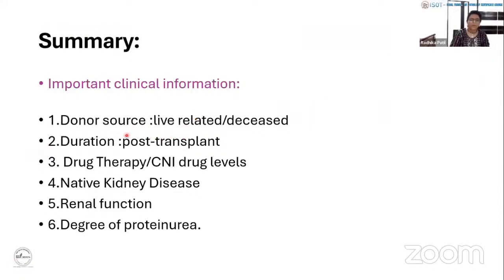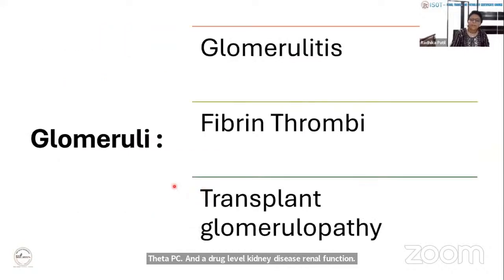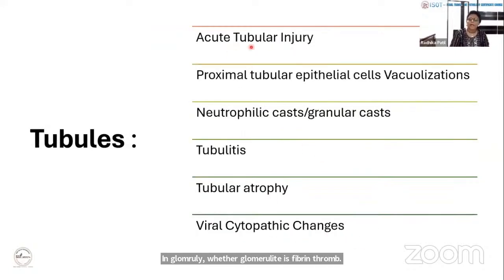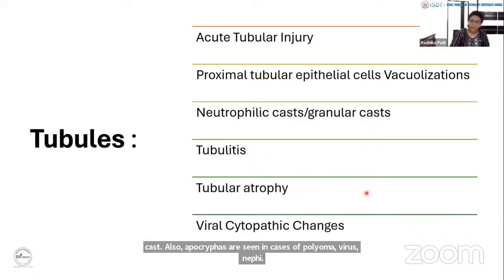So to summarize, some clinical information is important, like donor source, whether it is live related or deceased, duration post-transplant, drug therapy, CNI drug level, native kidney disease, renal function, degree of proteinuria. In glomeruli, whether glomerulitis, fibrin thrombi, transplant glomerulopathy. In tubules, acute tubular injury, proximal tubular epithelial cell vacuolization, neutrophilic casts, granular casts. Also, apoptotic casts are seen in cases of polyomavirus nephropathy, tubulitis, tubular atrophy, viral cytopathic changes.